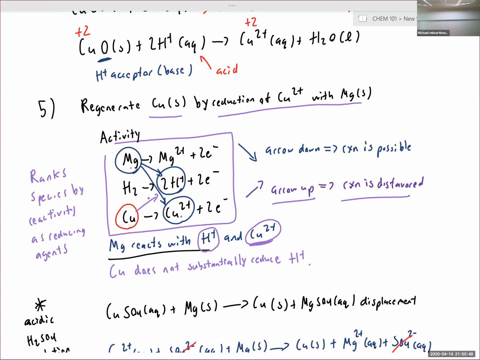So looking at it, if we compare copper and H+, is our arrow pointing up or down? Is our arrow from copper to H+ pointing up or down? Up, okay? And if our arrow is pointing up in our activity series, our reaction's disfavored. So is copper very likely to react with H+ if our arrow is pointing up on our activity series? No, exactly right. Copper is not very likely to react with H+. So copper does not substantially reduce H+.